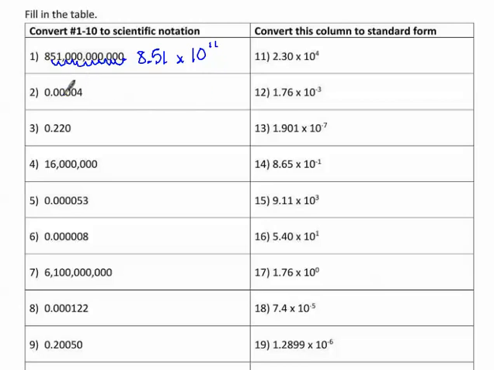On number 2, it starts as a decimal. So my exponent is going to be negative. So let's count from the decimal to get behind the 4. 1, 2, 3, 4, 5. So this in scientific notation is going to be 4 and 0/10 times 10 to the negative 5.